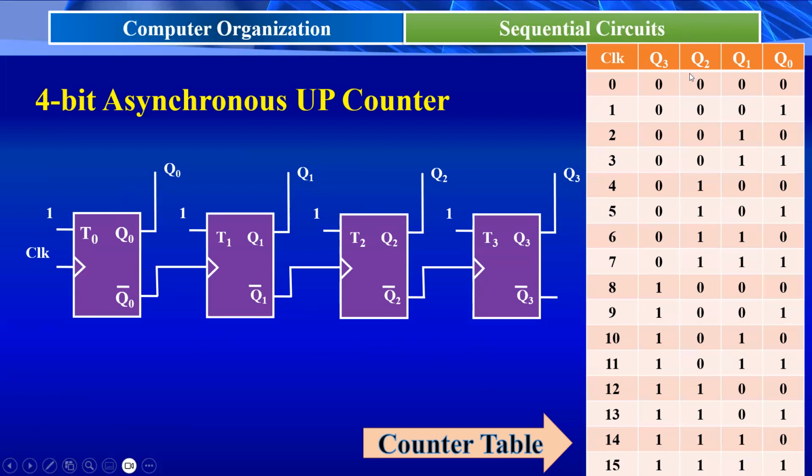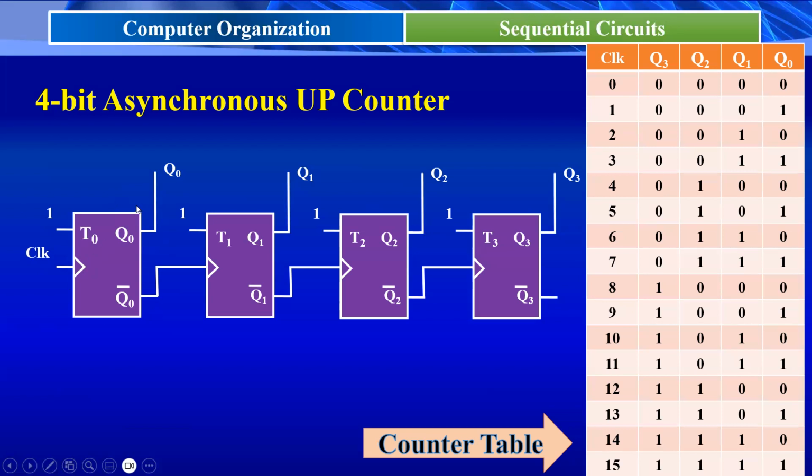Initially, I assume that all my flip-flops are clear. That means Q0, Q1, Q2, Q3. This is the least significant flip-flop, so your counting sequence is Q3, Q2, Q1, Q0. This is the order you should follow to take a count value. So Q3, Q2, Q1, Q0. Initially all are zeros.